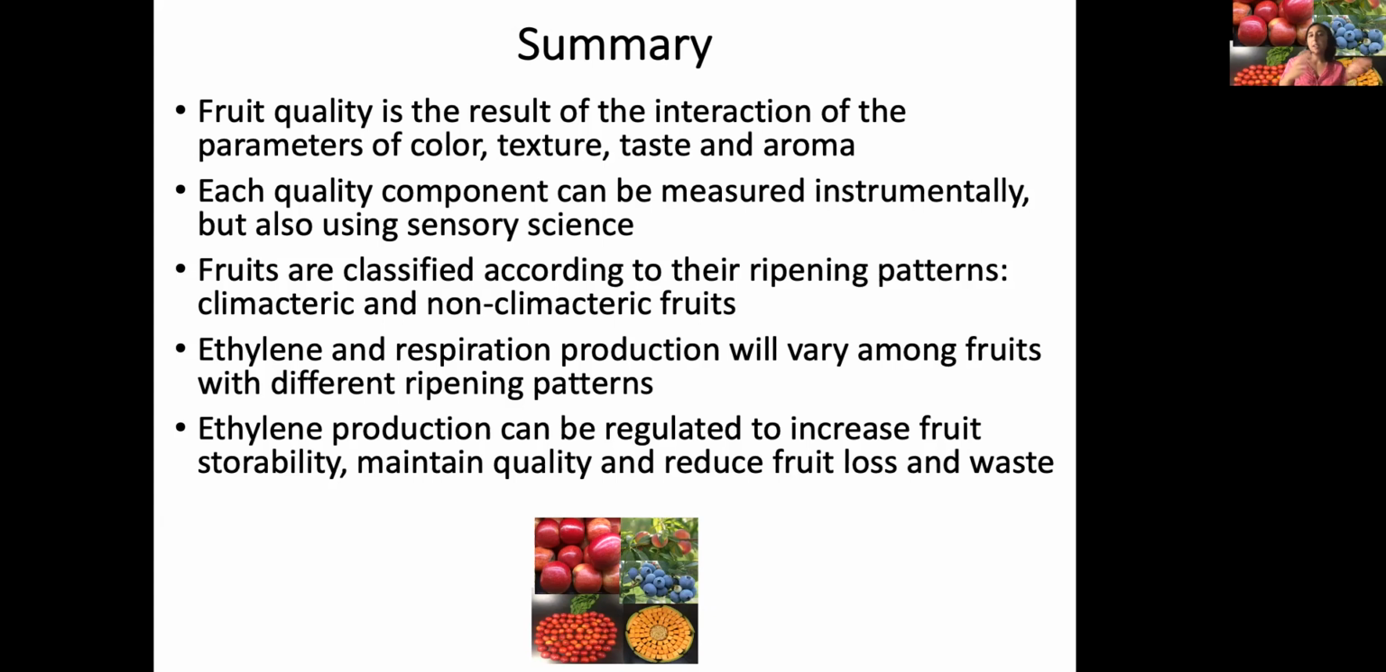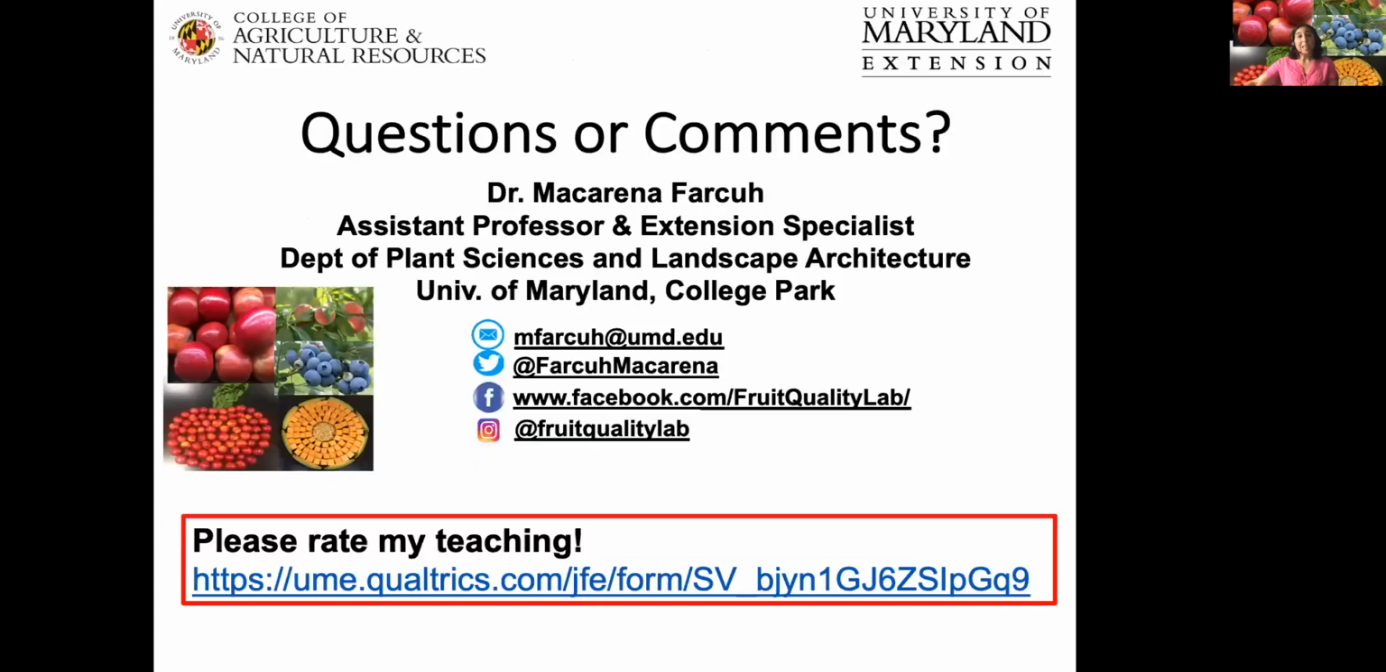We learned about climacteric and non-climacteric fruits, that ethylene and respiration production rates will vary among these climacteric and non-climacteric types. And then we talked about ethylene and how it is important for the fruit industry to be able to regulate these ethylene production rates in order to increase fruit storability, maintain the quality, and reduce fruit loss and fruit waste.